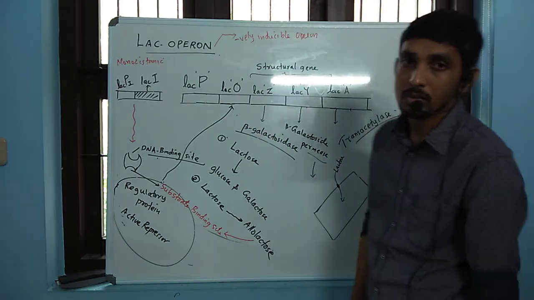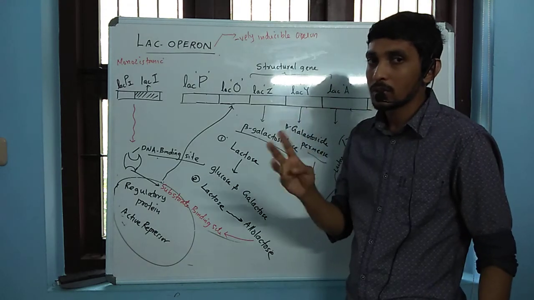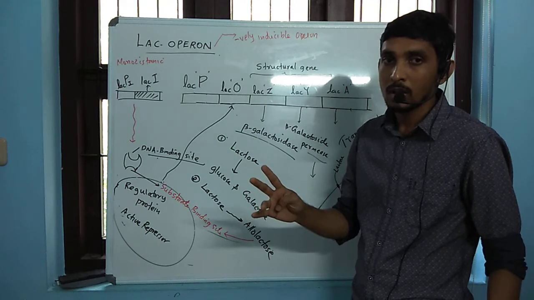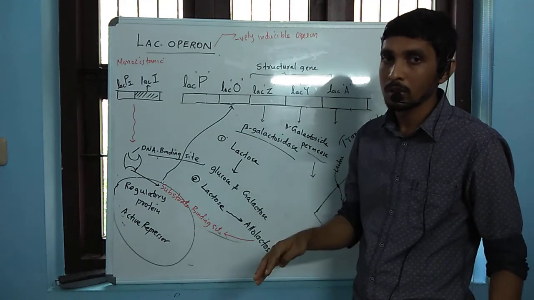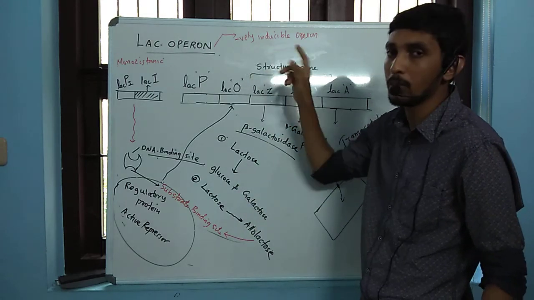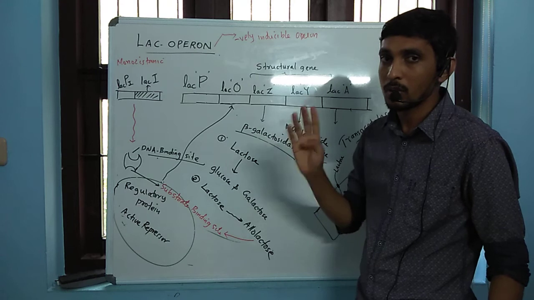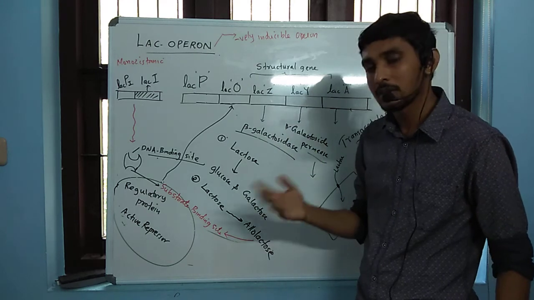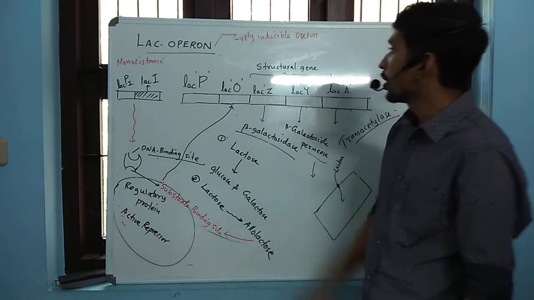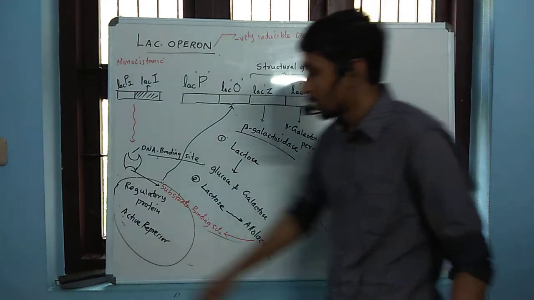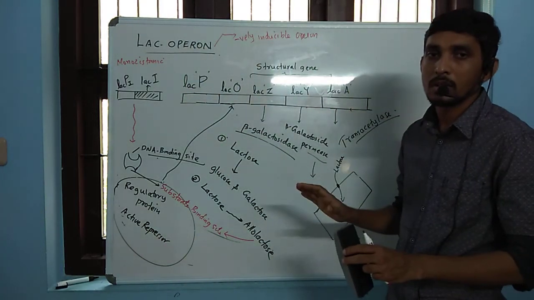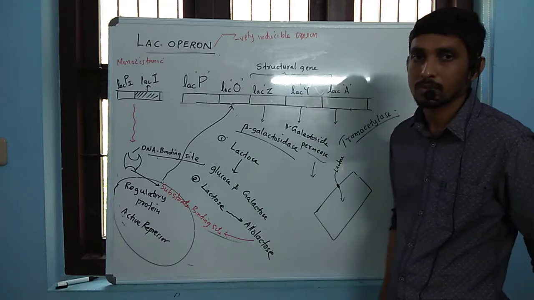Actually operons are of four types: negatively inducible operon, positively inducible operon, negatively repressible operon, and positively repressible operon. But here the lac operon is an example of a negatively inducible operon. All these four types of operon are already discussed in the previous video class. You can view it. So the lac operon is an example of a negatively inducible operon. This is the broad concept of the lac operon.